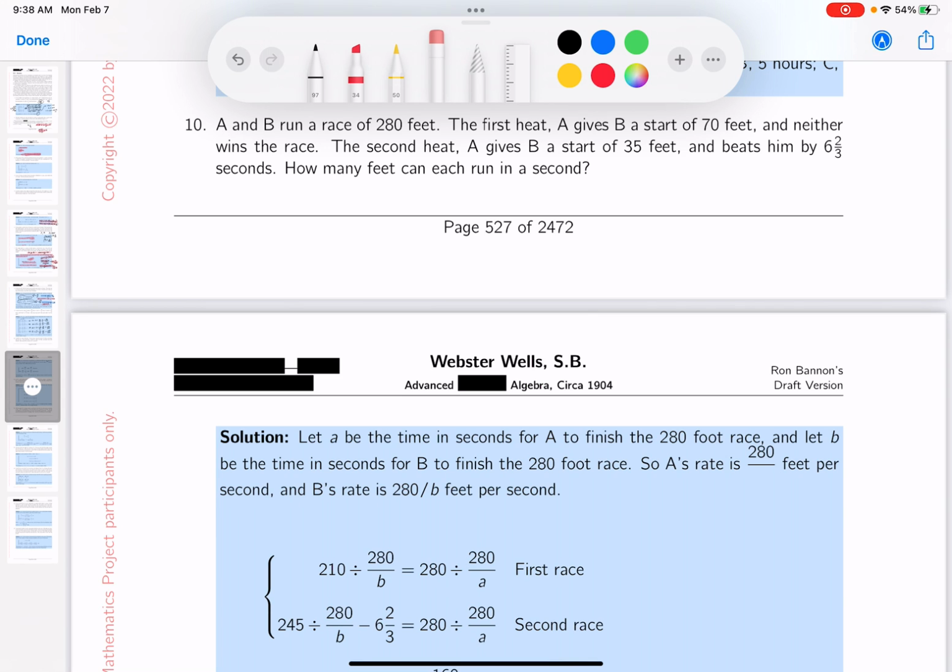Okay, number 10, A and B run a race. That's 250 feet. It says in the first race that A gives B a head start of 70 feet, and neither wins the race. What does that mean? They tie. Their times are equal.